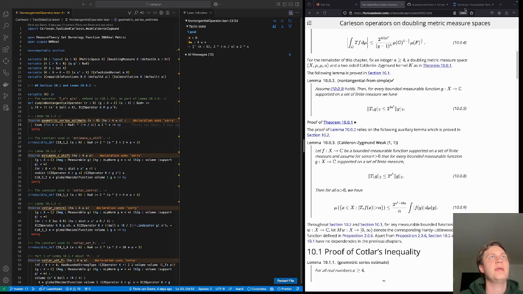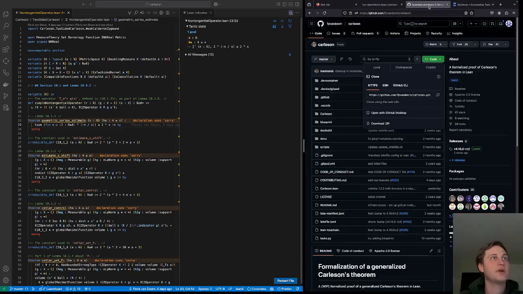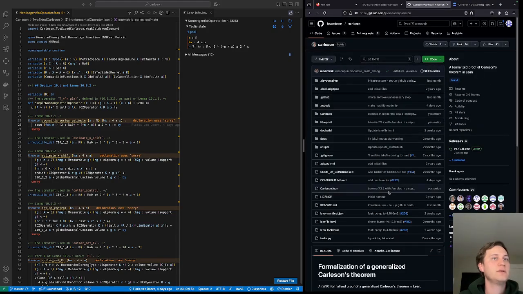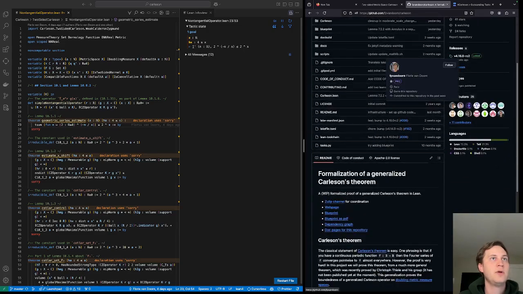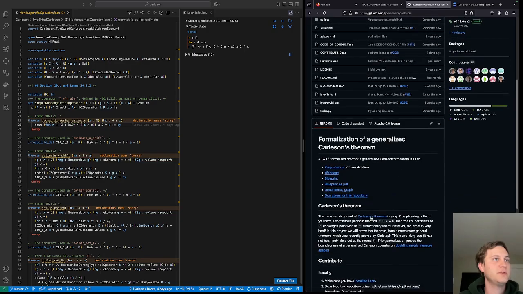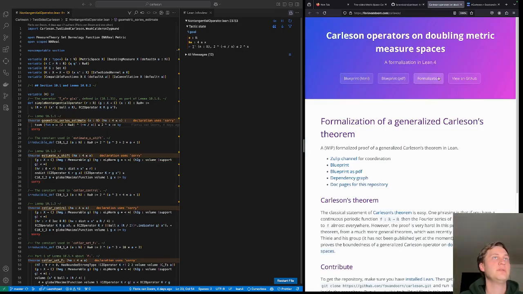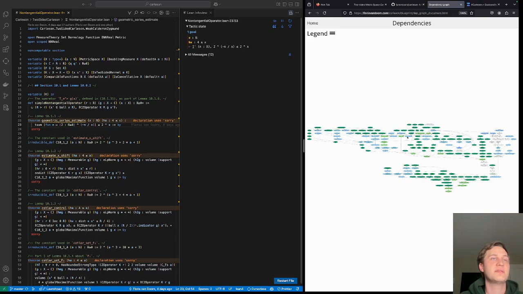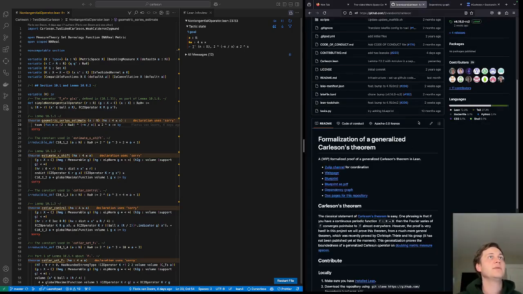So what I'm doing today is working on this Carleson project. For a bit of context, this is Carleson. This is a project from Flores to state this theorem, I guess an important theorem about Fourier series. And it has this blueprint. You can see, for example, the dependency graph, right? This is the graph of all of the statements here that are part of proving this theorem. And so you can work on it.